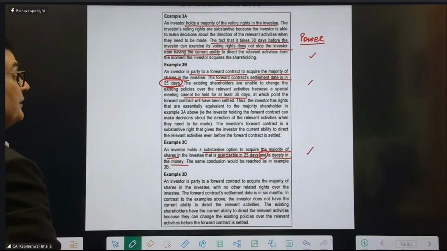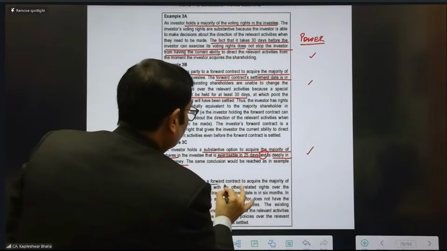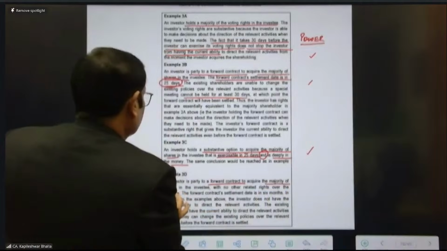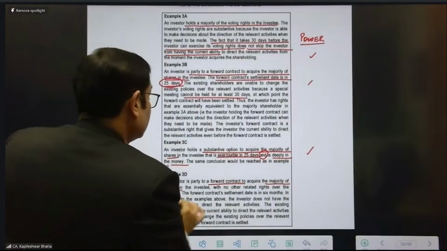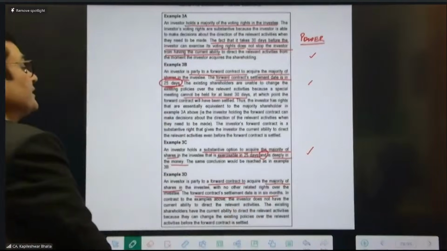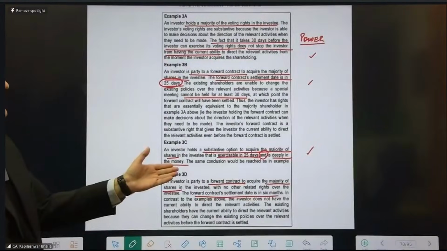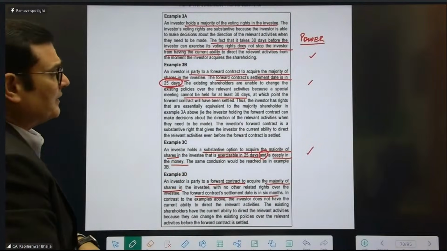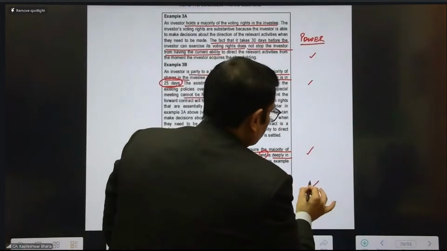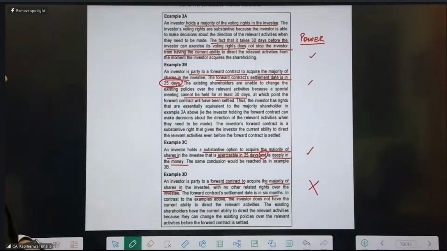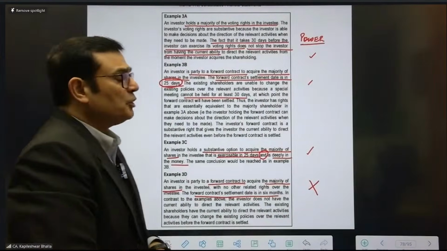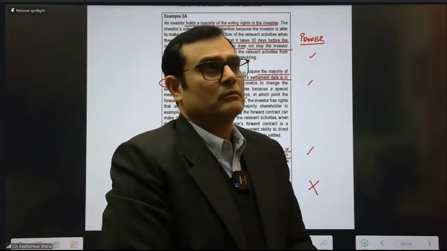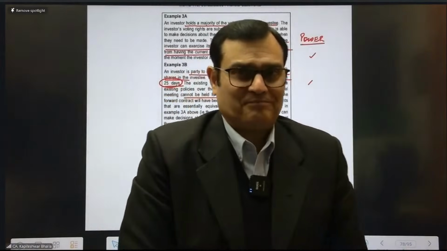And finally, in 3D, you're a party to a forward contract to acquire majority shares, but the contract is going to be settled in 6 months. The meeting is in the next 30 days, and you're going to settle the contract in the next 6 months. Do you get power? Of course not, because by the time the meeting occurs, you will not have majority shares, so nobody is going to listen to you in the meeting.